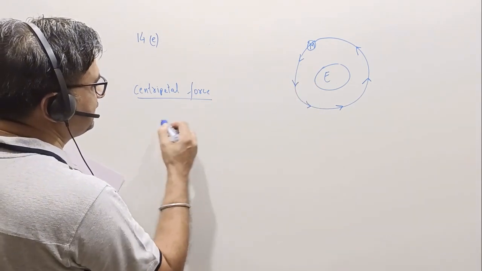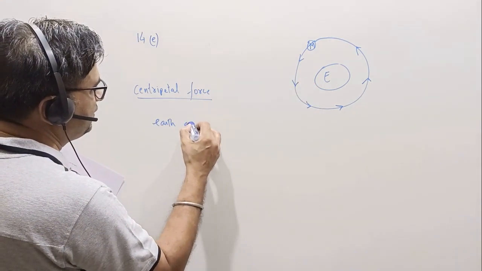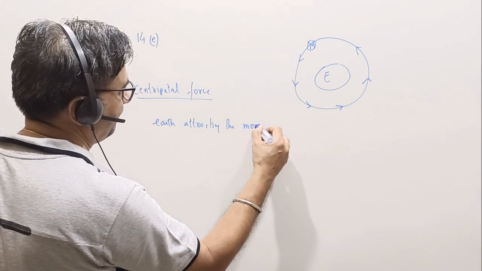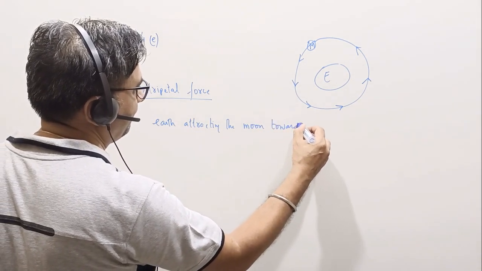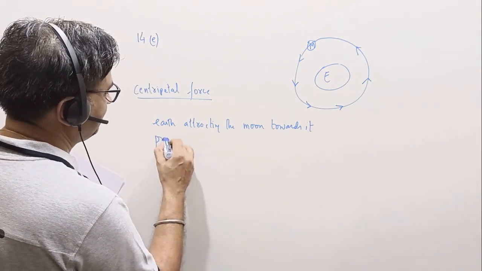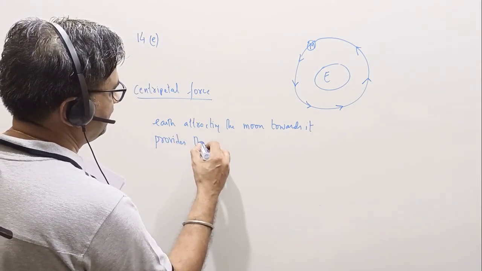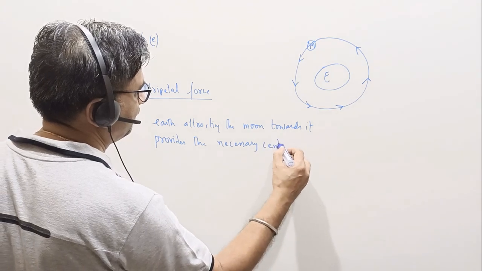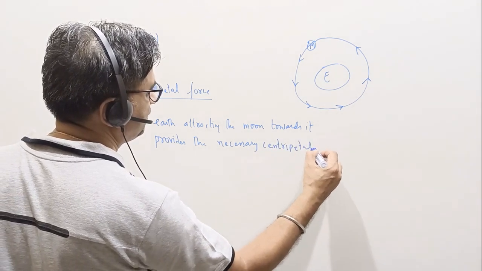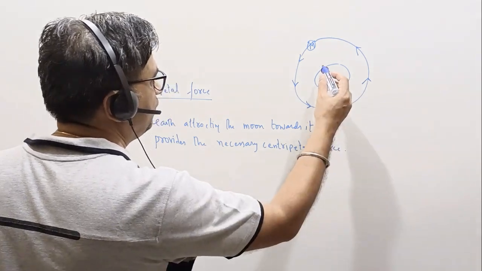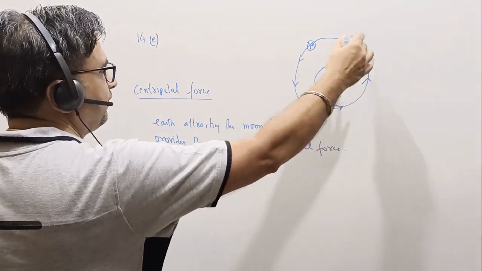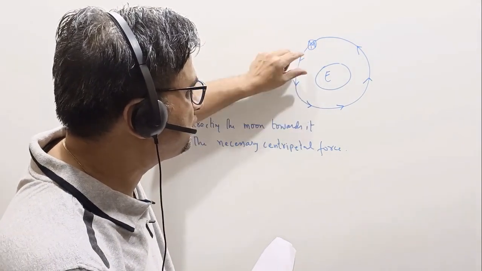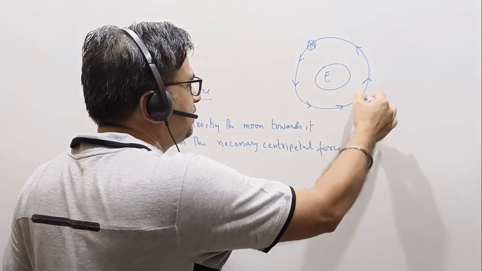The earth's attraction, the earth attracting the moon towards it, provides the necessary centripetal force. Now this is in motion, and it's because of the force of attraction between these two that the moon is actually able to traverse this path.